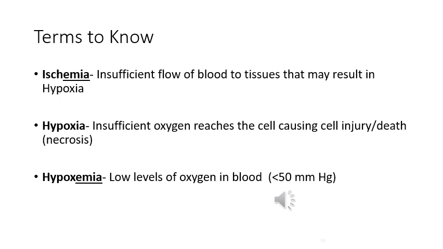And then we have hypoxemia, and that is a low level of oxygen in the blood. Less than 50 millimeters of mercury is considered hypoxemia.